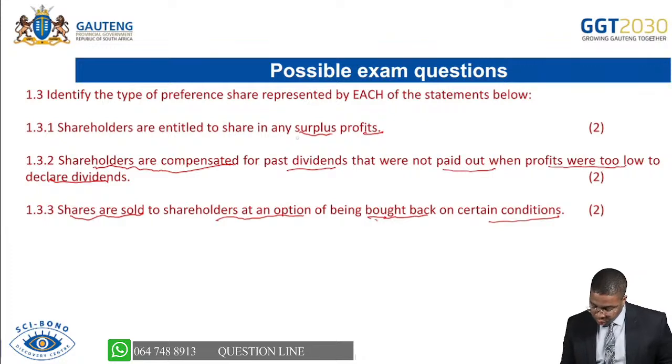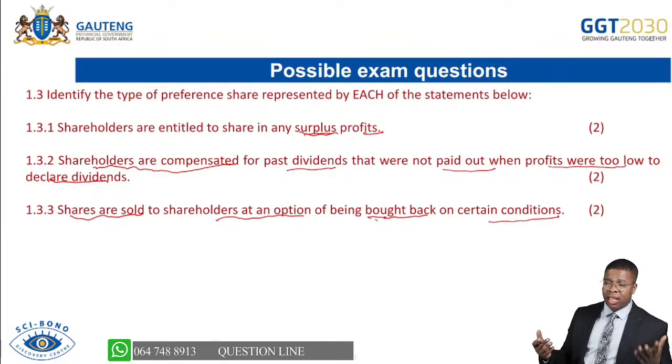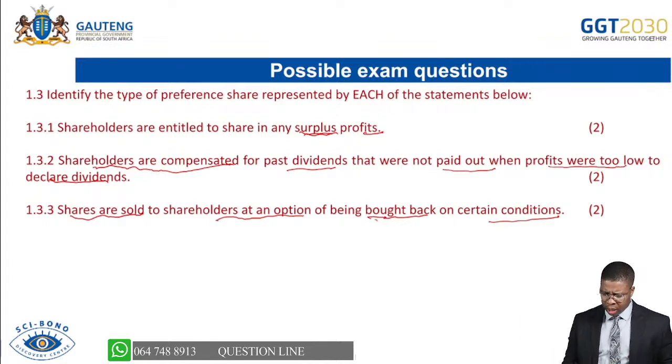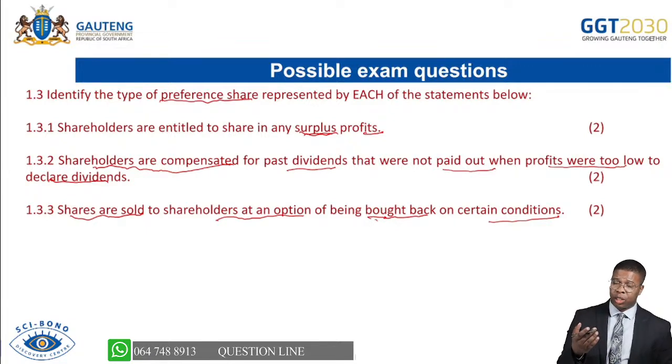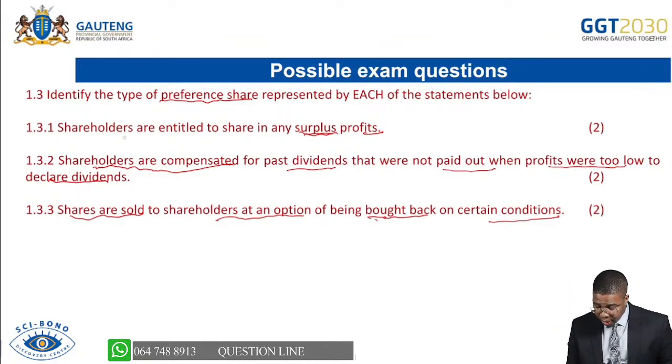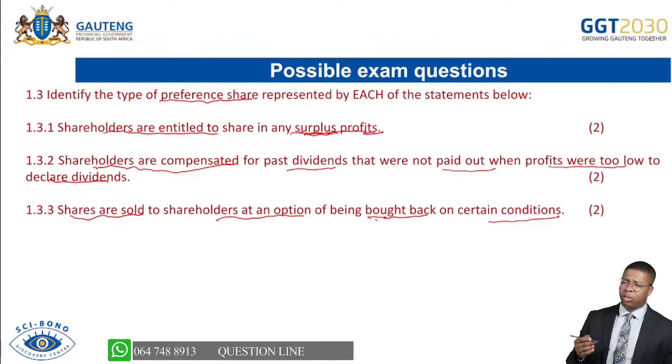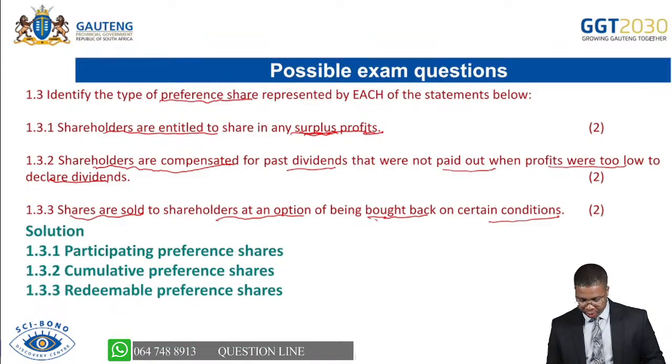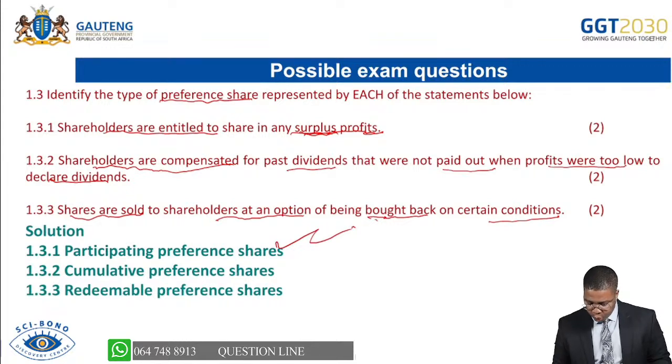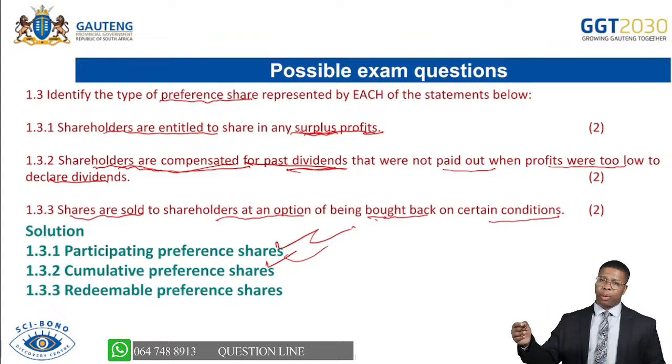So when you are looking at the one that talks about surplus, you must think there's only one type of preference share that allows a surplus profit to be shared after the fixed dividend has been paid. What is key is that preference shareholders receive a fixed dividend, which means the amount will not change whether the company has made more profit or not. But with this type of preference share, shareholders are entitled to share in any surplus profit. So this talks to what? Participating preference share. And it also has to be cumulative, because we are saying shareholders are compensated for past dividends that were not paid out.